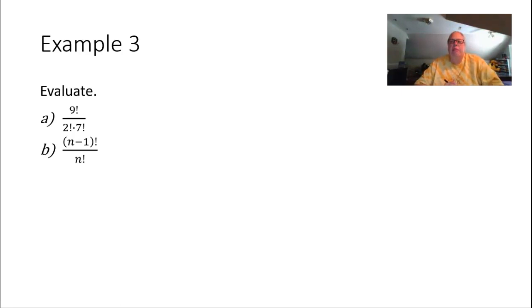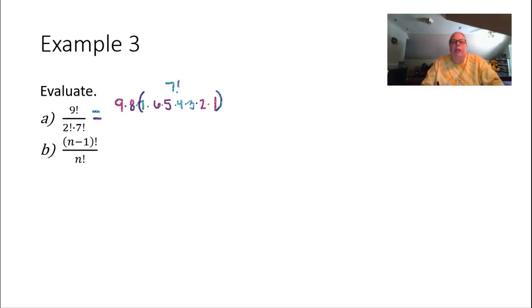Example 3, evaluate part A, 9 factorial divided by 2 factorial times 7 factorial. Okay, there's actually a shortcut here that we can do. Remember, 9 factorial is actually 9 times 8 times 7 times 6 times 5 times 4 times 3 times 2 times 1. But all of this right here, 7 times 6 times 5 times 4 times 3 times 2 times 1, is the same thing as 7 factorial.